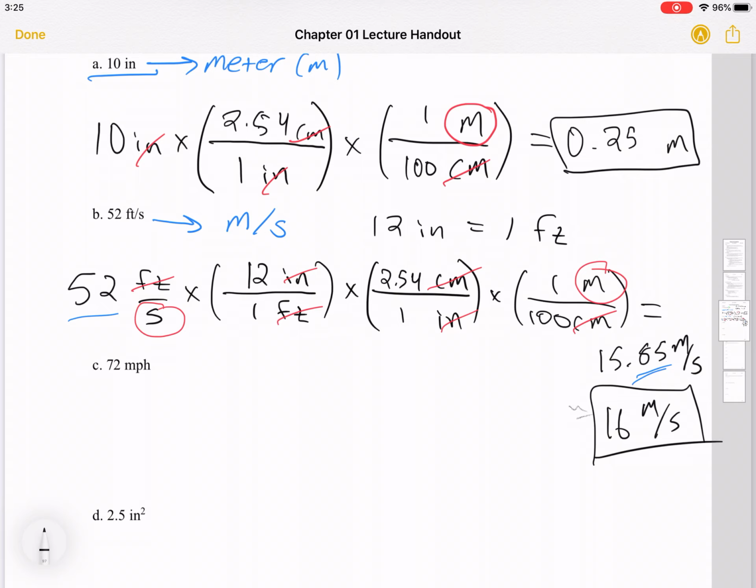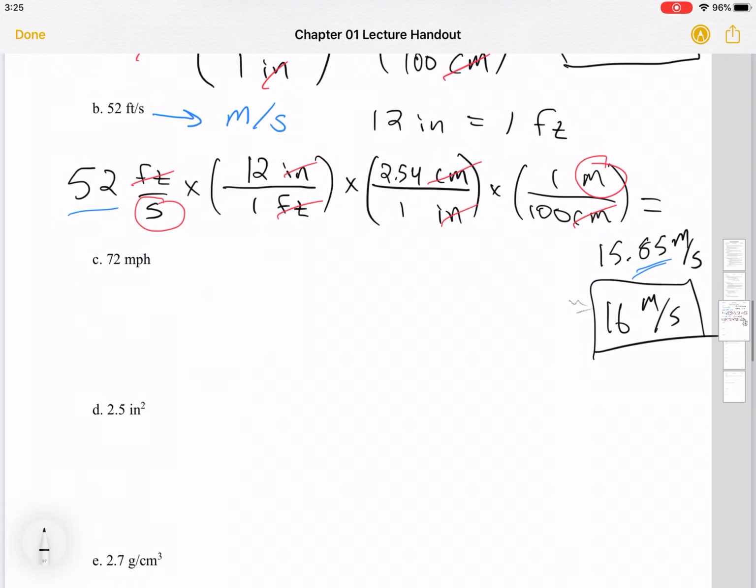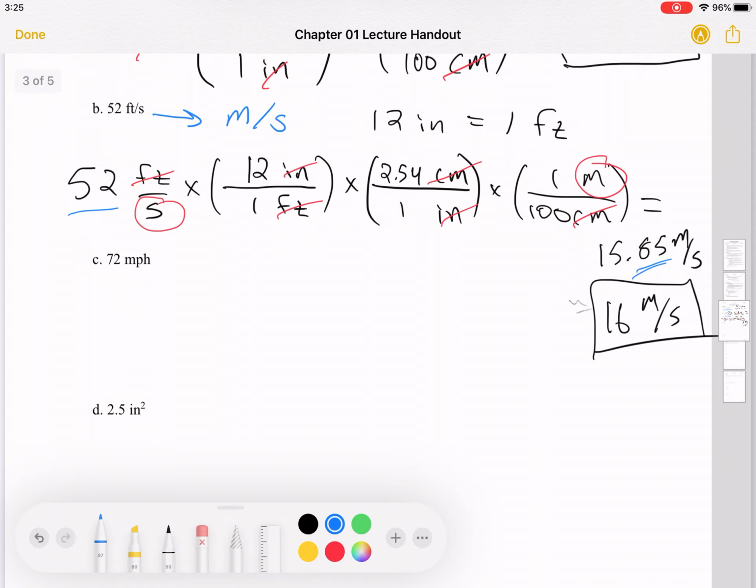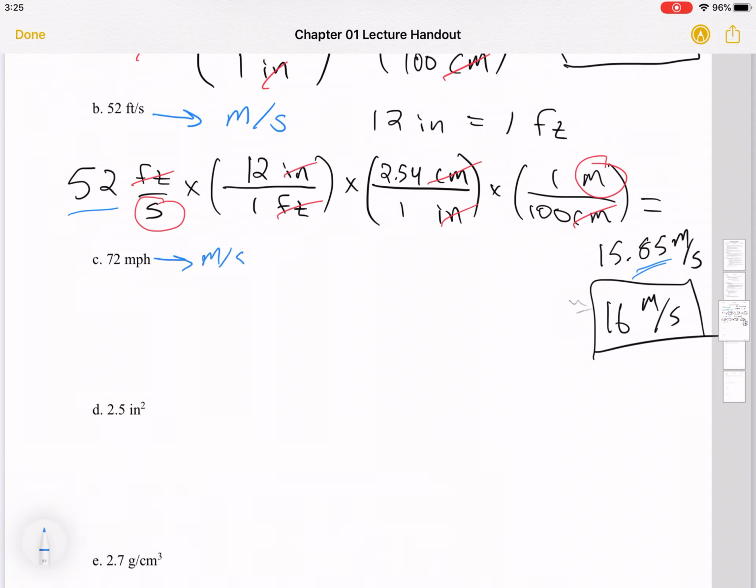Fantastic. Let's do another one. 72 miles per hour. MPH is miles per hour. I want to go to the SI unit. This is still a rate, so I'm still going to meters per second. It's a rate of change. Again, you can have a rate of change of lots of things, but this is a rate of change of distance, or a displacement per unit time. So it's the same sort of quantity.